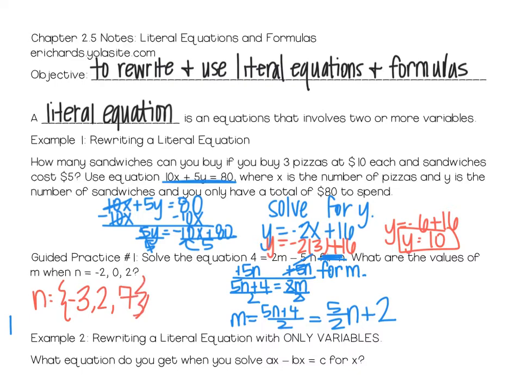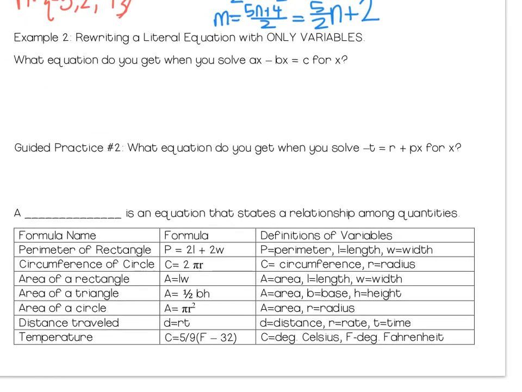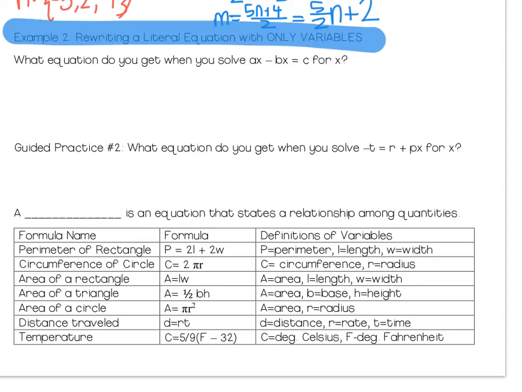Example 2. Rewriting a literal equation with only variables. A lot of students freak out when they see an equation with no numbers in it. They're like, oh, but Miss Richards, there's no numbers. Yes, that's algebra. You have to know your rules for solving equations. And if you know that, you should be fine. Here's my equation. They want me to solve for x.